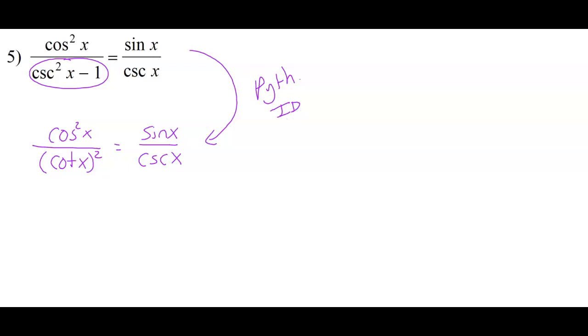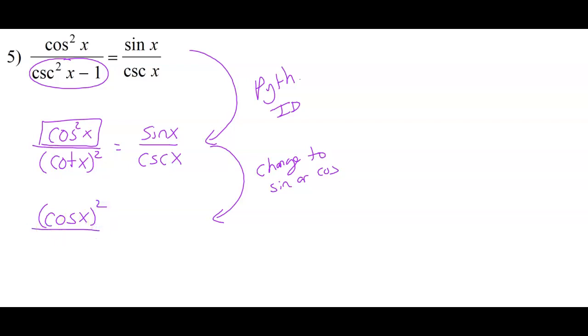All right. After that, I'm going to go ahead and change everything to sin and cos. So this one's fine. I'll leave that alone. I'll write the square outside the parentheses, though. For the one on the bottom here, I'm going to rewrite that as cosine of x squared over sine of x squared. And the one on the right, I'm going to rewrite that as 1 over sine of x.